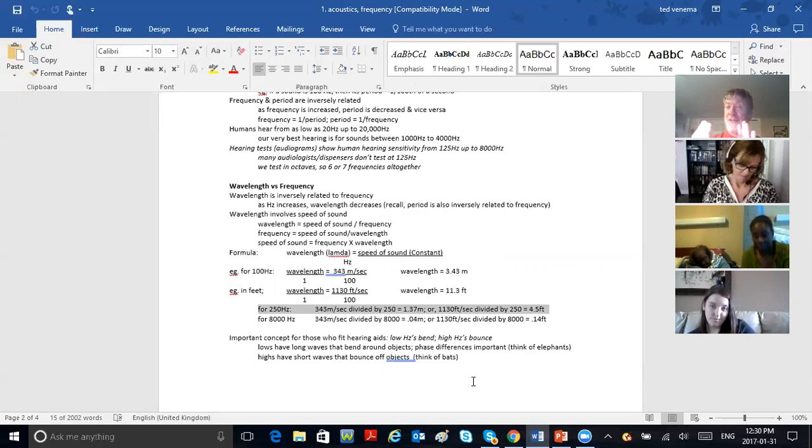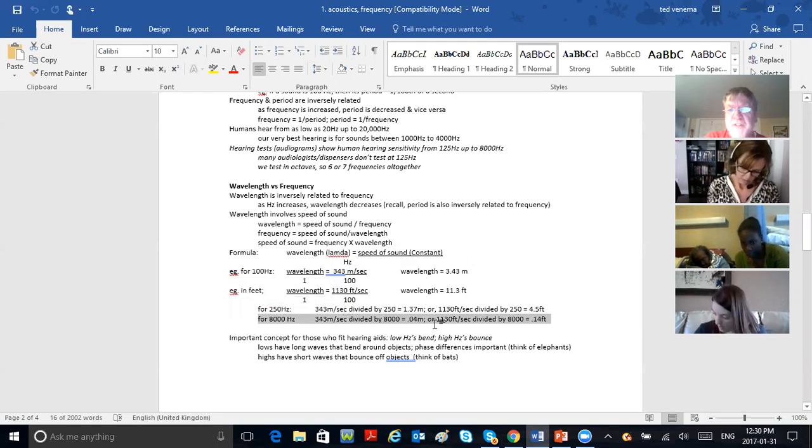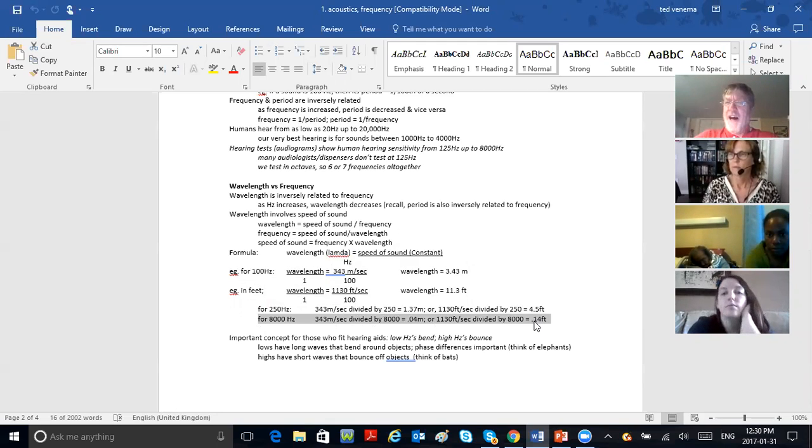Now it gets shorter. 8,000 hertz. What you're going to do is speed of sound, 1,130 feet divided by 8,000, is going to be 0.14 feet. It's going to be about like an inch. Okay? Real short. So that's just a highlight for you: the higher the frequency, the shorter the wavelength.